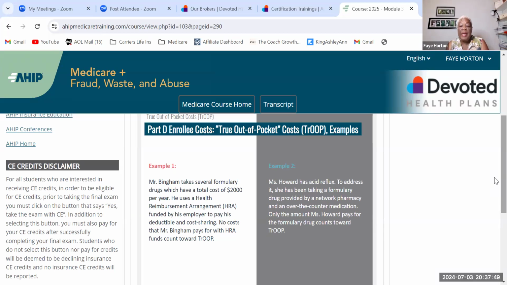Ms. Howard has acid reflux. To address it, she has been taking a formulary drug provided by a network pharmacy and an over-the-counter medication. Only the amount Ms. Howard pays for the formulary drug counts towards her TROOP.